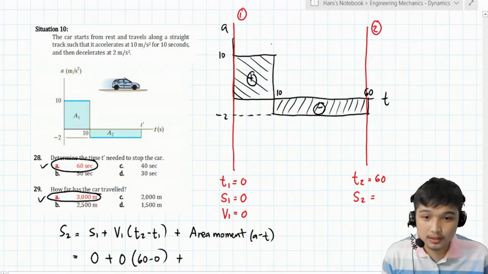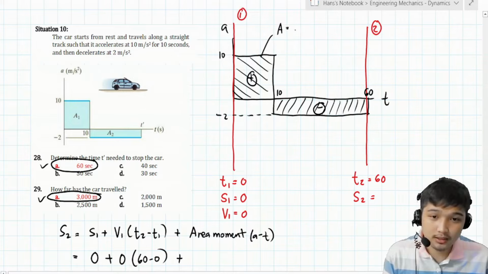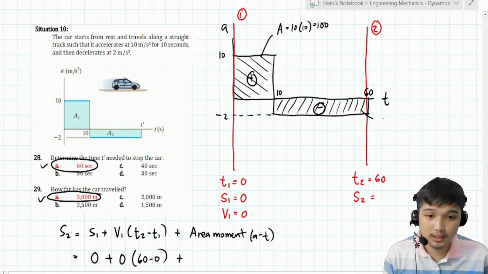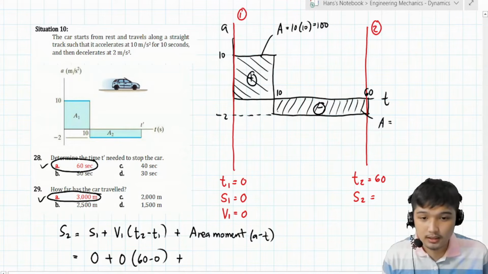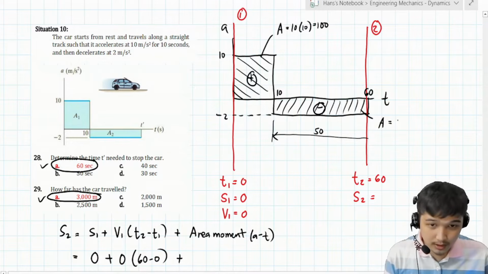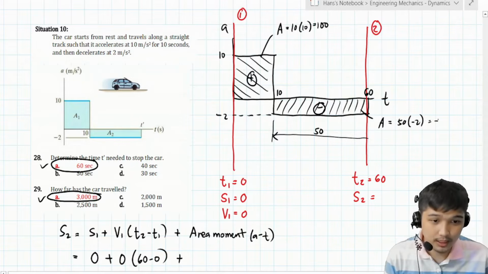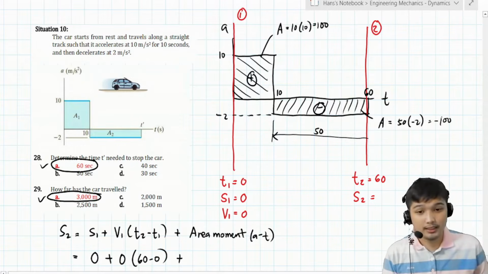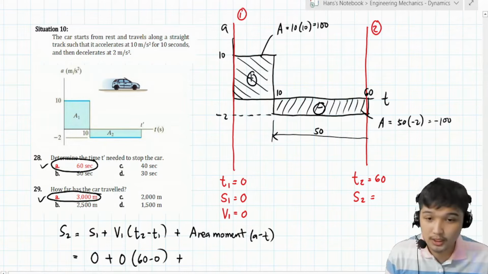So syempre, this one, anong area nito guys? 10 times 10. So 100. This one is what? Area is, so yung length na to is how much to guys? So kung 60 total, 10 ito, therefore ito ay 50. Therefore base times the height. 50 times the height is negative 2. So therefore negative 100. So of course, marunong ka na dapat kumuha ng centroid.